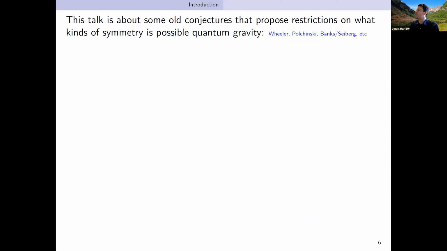In this talk, I can't just talk about symmetry in general for the whole talk. That would be too broad. So I'm going to focus on this question of symmetries in quantum gravity, and in particular, I'm going to talk about some old conjectures, some of which go back even to the 1950s, that propose restrictions on what kind of symmetry is possible in quantum gravity.